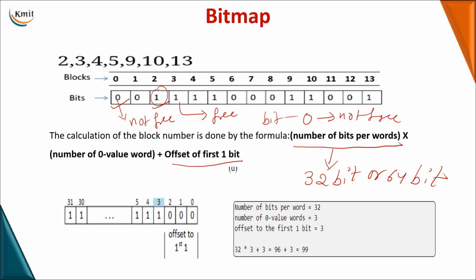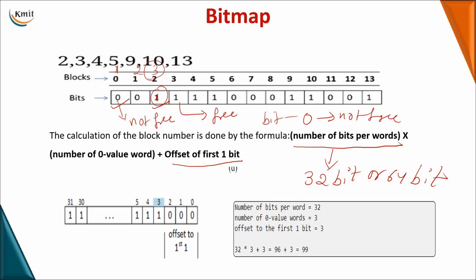Wherever you have a 1, you just need to calculate the offset. When I take the example here, I have a value 1. So what would be the offset here when I start from the first block? Offset values 1, 2 and 3. So my offset value would be 3. Based on these values, you will be able to calculate the block number. Let us see with our example here.